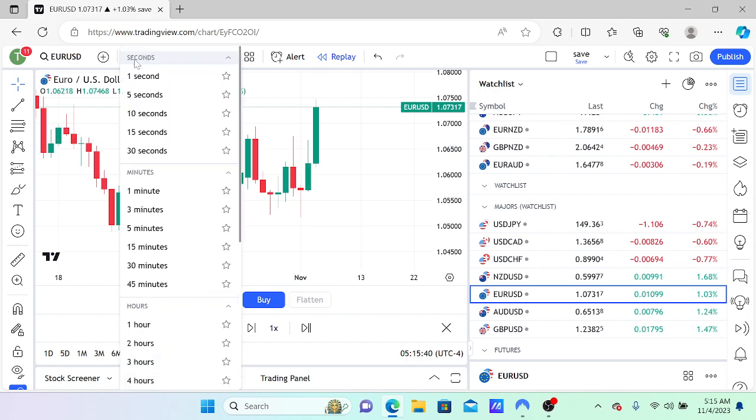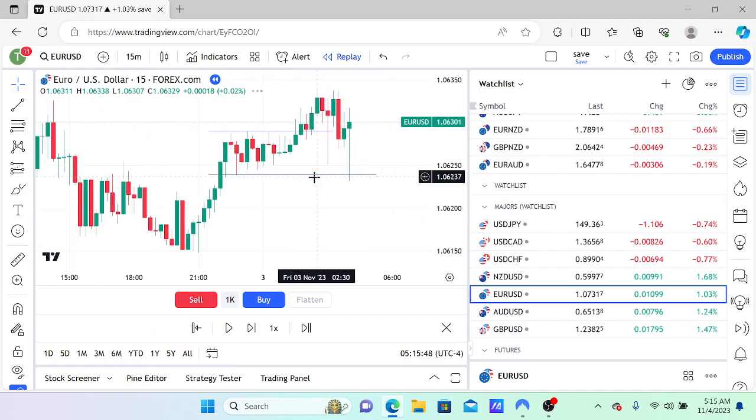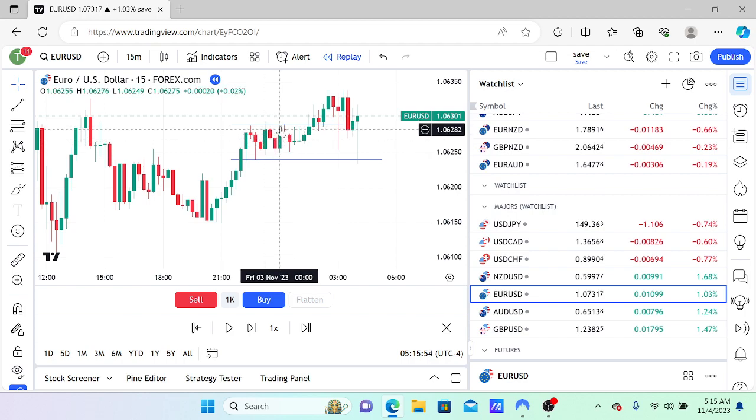Okay, so we understand where it's draw. That's our draw on liquidity. Okay, so let's go back to the lower time frame chart. So we've confirmed we have the accumulation, which looks like a consolidation right here. That's your accumulation. That's where orders are being accumulated.